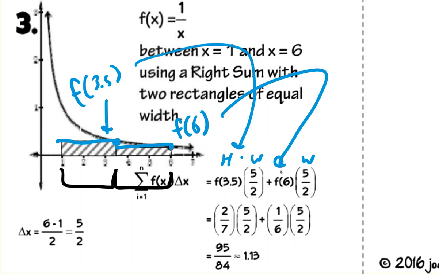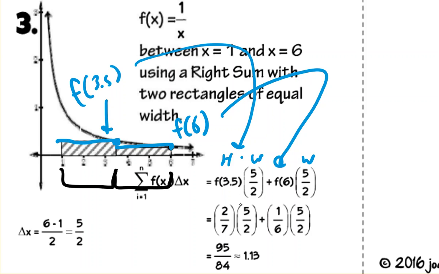Okay, so when it says f of 6, how are they changing that to 1/6? How do they know that this is 1/6? So we plug it into the equation. Right, we got the equation, so you can just plug it in, right? So plugging in 6 into the equation gives you 1/6. Plugging in 3.5 into the equation gives you 2/7.